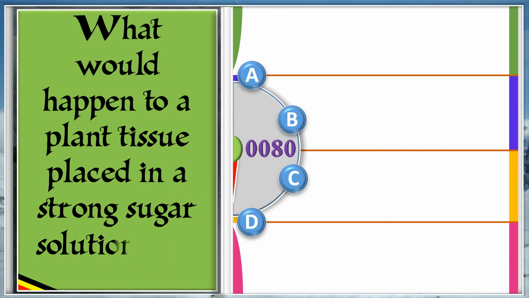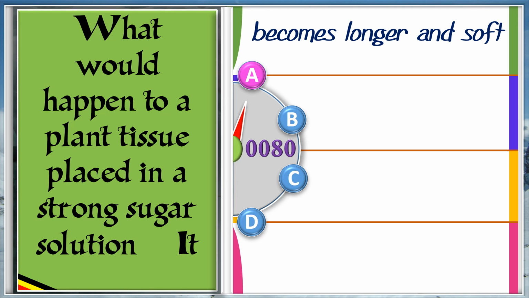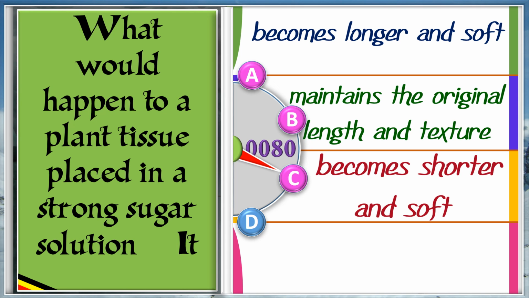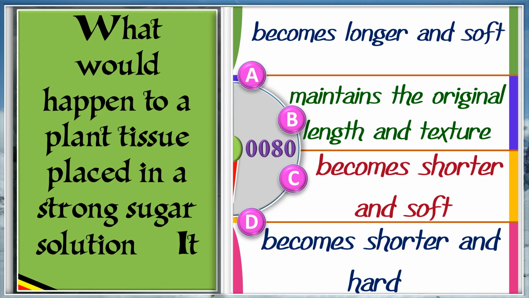What would happen to a plant tissue placed in a strong sugar solution? It A. Becomes longer and soft. B. Maintains the original length and texture. C. Becomes shorter and soft. D. Becomes shorter and hard. And the answer is C. Becomes shorter and soft.